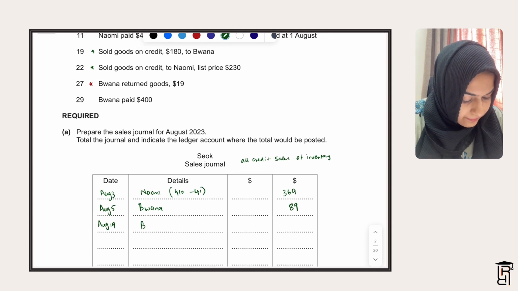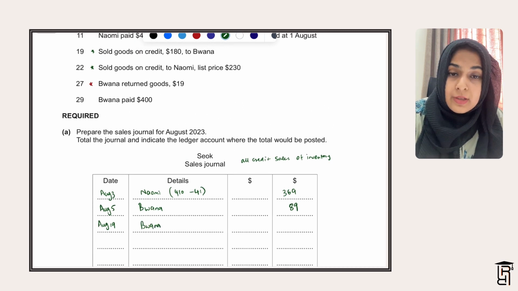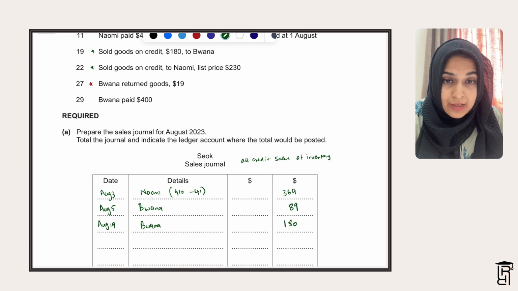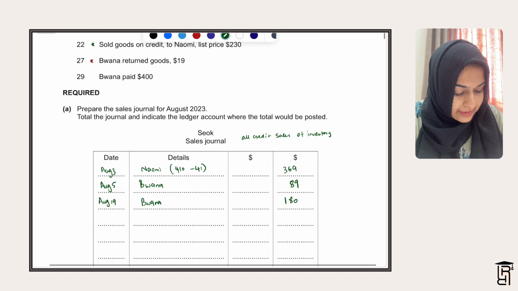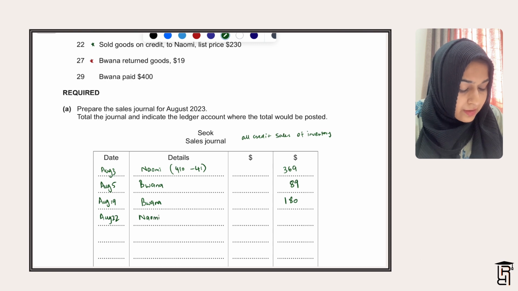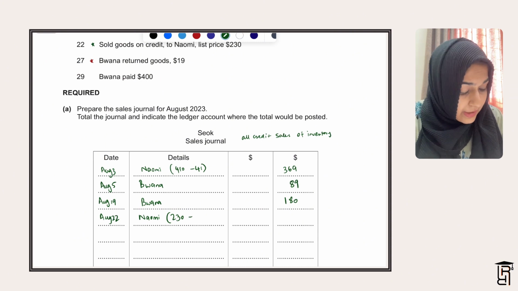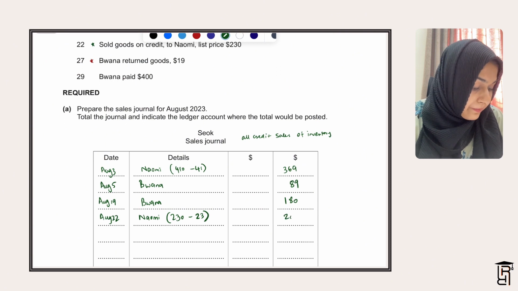Bhavana. Again Bhavana, because we are selling goods to her on credit again. So I write here 180 on August 19. And then I write here August 22. I write here Naomi. Again Naomi is going to be given a trade discount. So I need to write here 230 minus 10% of 230, which will be 23. So I write here 230 minus 23, which will give me 207.